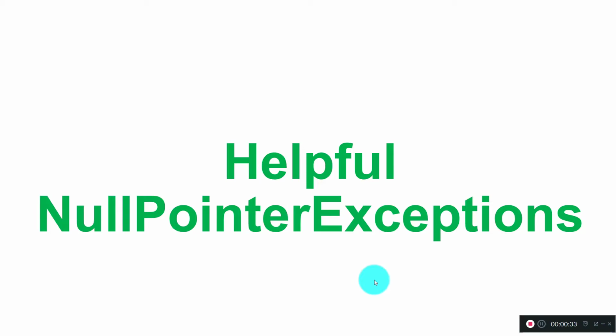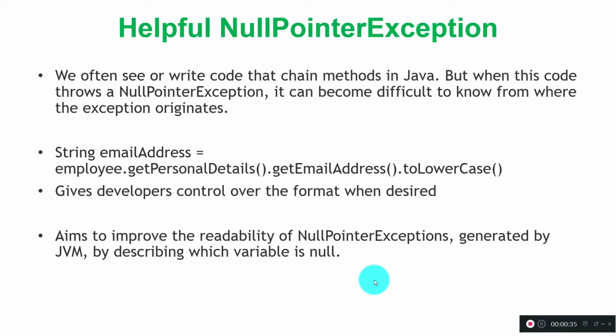Here are the advantages. We might write code which calls a chain of methods from one method to another. There might be multiple methods being called from one line, so it's very difficult to find where the exception originated. So here they are trying to improve the readability of the null pointer exception generated by the JVM by describing which variable is null. Let's see with an example.